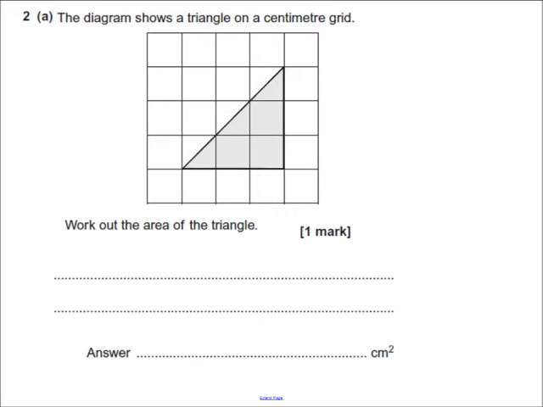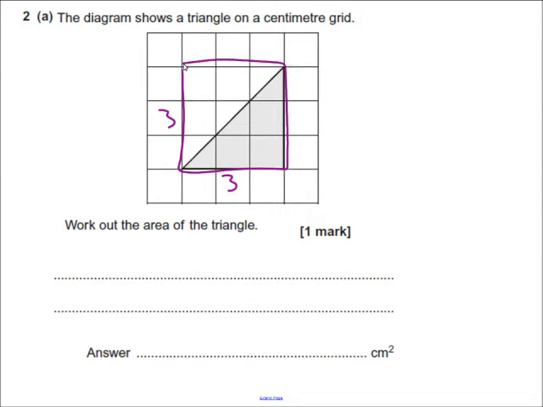Question 2a shows a diagram of a triangle on a centimetre grid. Work out the area of the triangle. In maths, there are lots of ways to do these sorts of questions, and all of those ways are correct. All you need to do is choose the way that suits you. So you can either say it's a triangle, so it's half a square, and our square is a 3 by 3 square.